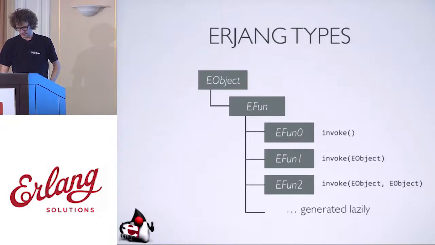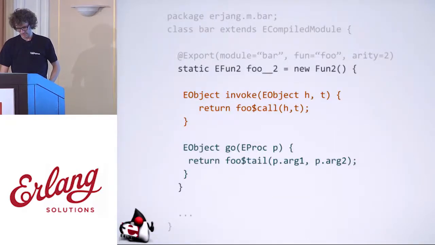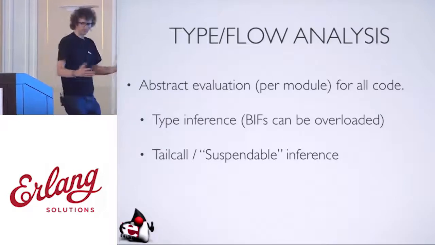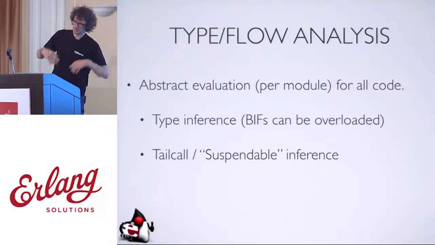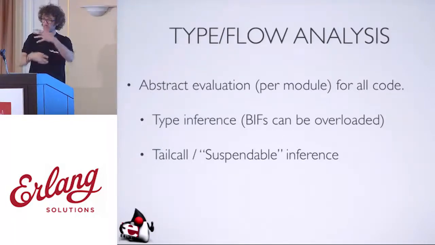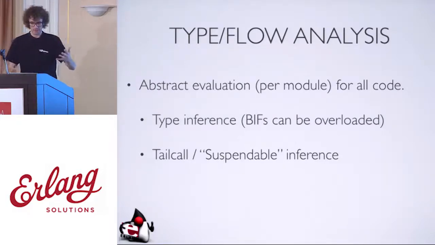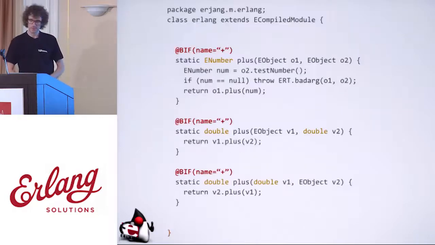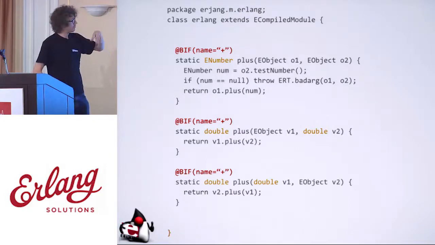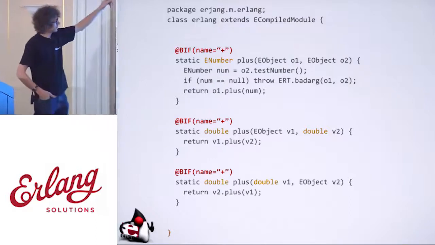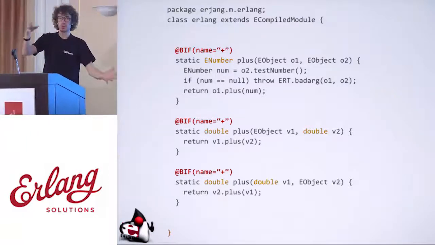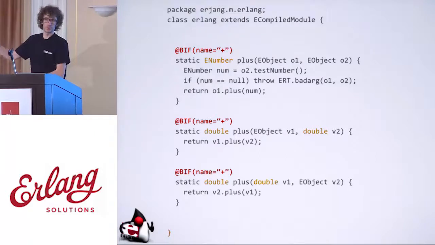So let's see. I'll skip over this. Yeah. There's a flow analysis. It does a complete abstract interpretation of the entire BEAM code, extracting as much type information as possible, and that's actually combined with overloading of the built-in functions. For instance, here are some of the definitions of the BIF called plus. Plus is actually overloaded depending on the types of the arguments. So the more precise the type inference can be, the better it combines with these overloaded versions of the BIFs.